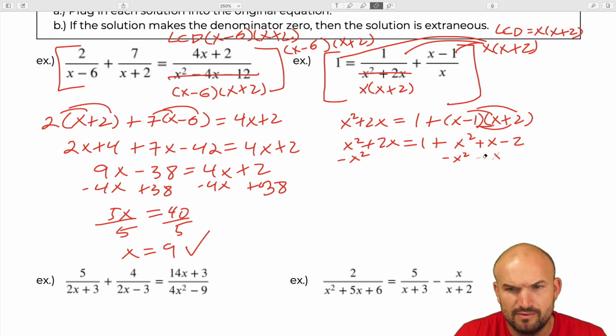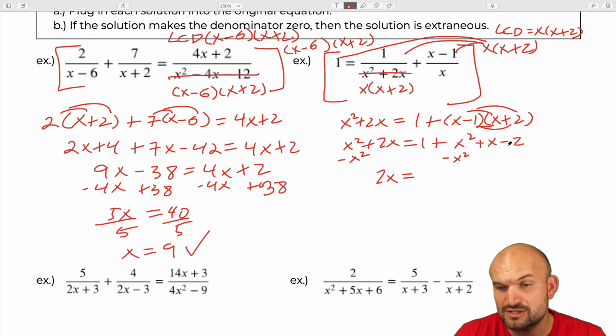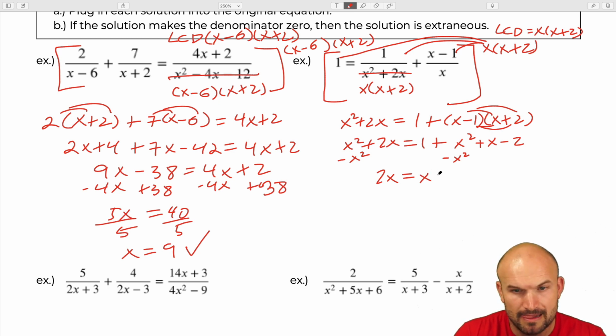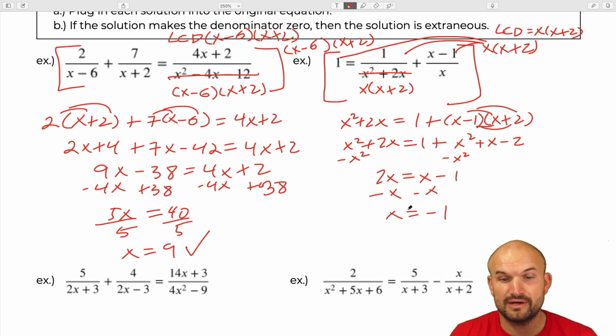Let's just see what we get here. Let's get rid of the x's here. So we have 2x equals 1 minus 2, which is going to be a negative 1. So that's going to be x minus 1. Cool. So now I can just subtract an x, and I get x equals negative 1. Well, there we go. Right?